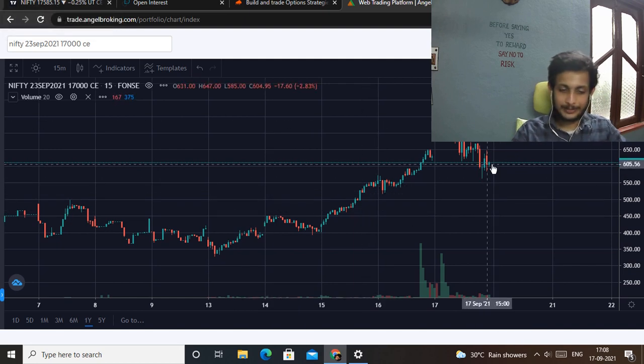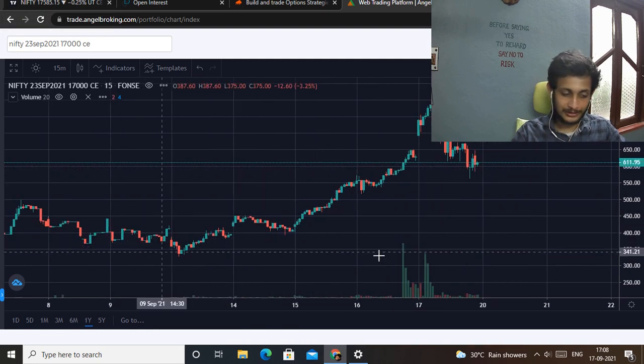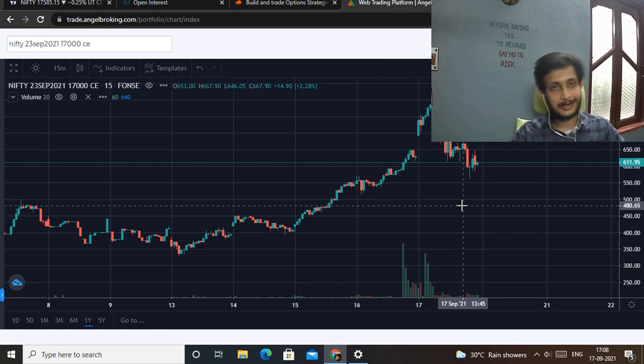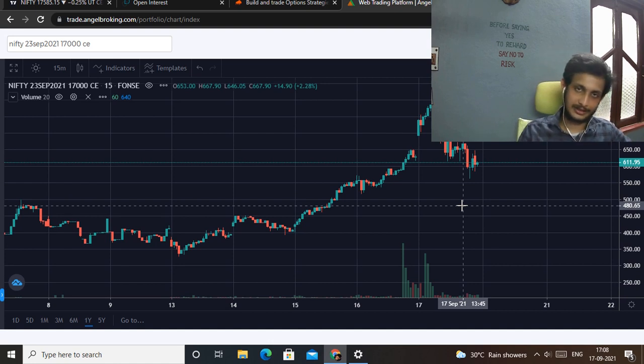Which means the sellers who sold this call are now believing that the market is definitely going to stay above 17,000. By 23rd of September, the market is not going to touch 17,000 anymore. Let's book losses and come out. We will not hold our sell positions on the calls anymore. So they started believing. So there is a possibility that 17,000 is acting as a very good support for the market till 23rd of September. 17,000 is a very safe level.